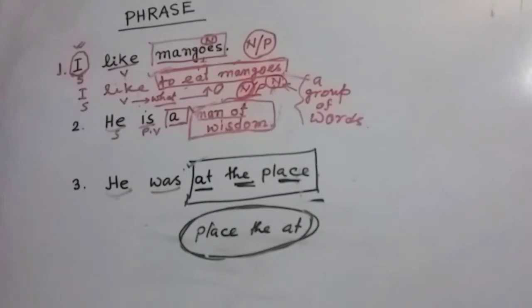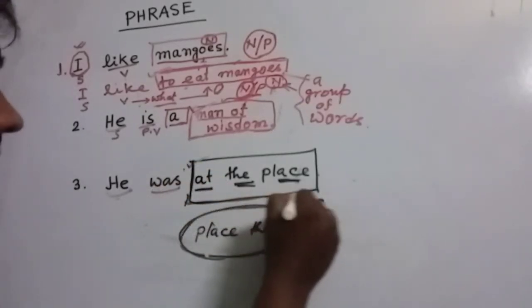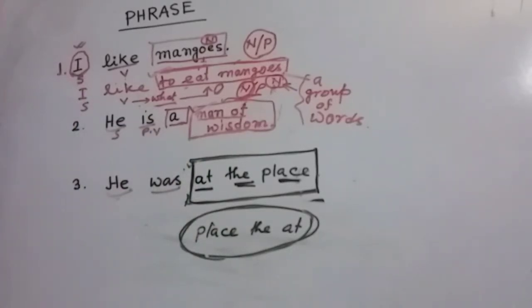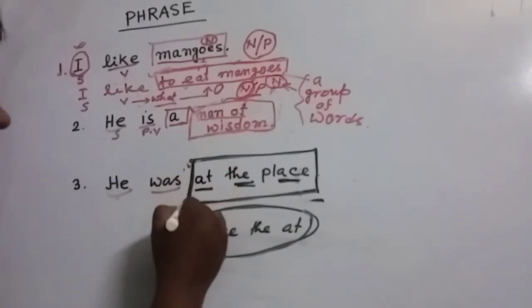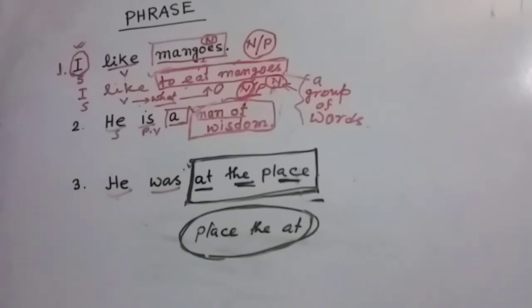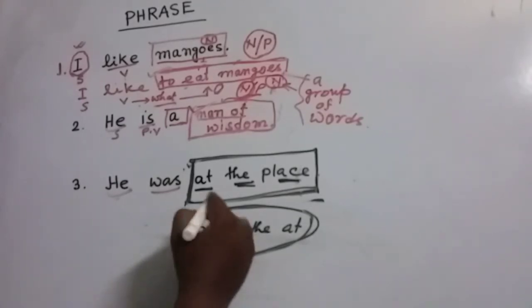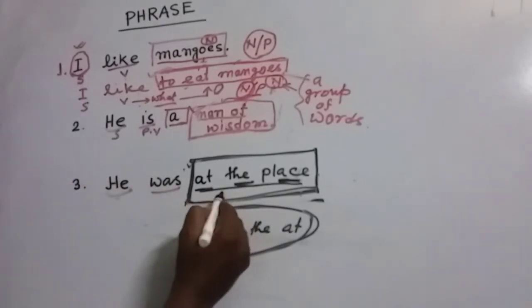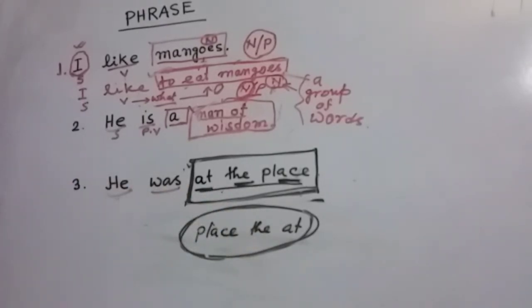But here it has a perfect meaning. The meaning of this group of words is perfect. There is no such problem. But the fact is that this group of words cannot stand alone. That means we cannot write down only "at the place." So phrases cannot be placed alone. They need the help of the other words in the sentence. At that time only they can fulfill the entire meaning.